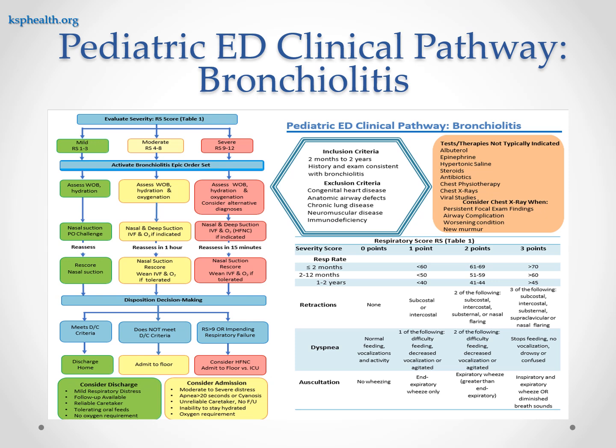Based on the respiratory scoring system, we group into 3 categories: mild, moderate, and severe. Mild is scoring 1 to 3, moderate 4 to 8, and severe 9 to 12. The max is 12. So assessing the severity is very important, so that we can decide the rapidity of intervention and allocation of resources. As you can see, mild respiratory distress often needs just nasal suction, reassess if the child does well, and send them home.